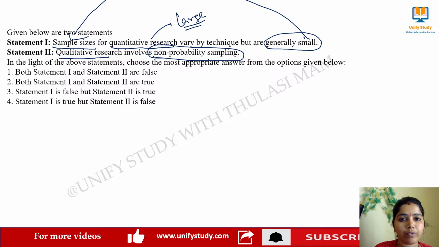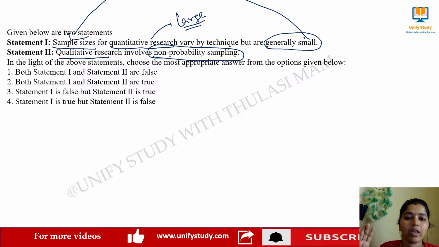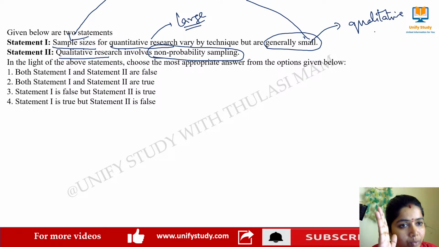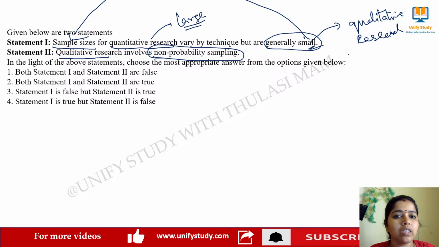But when I want to study a few people, that can be 10, 50, 100, that is a small population compared to lakhs and crores. Whenever the sample size or population is large, we apply quantitative research. Whenever the population is small, we go for qualitative research. In qualitative research, the population size will be small. Qualitative research involves non-probabilistic sampling. Clear? Hope you all understood.